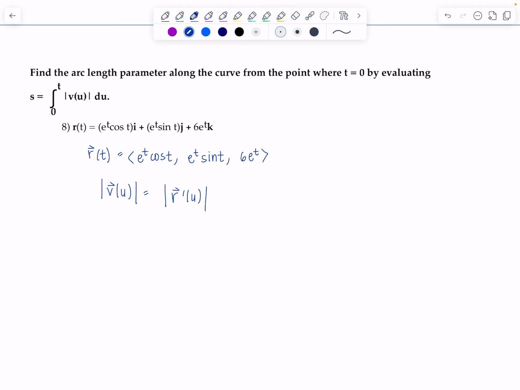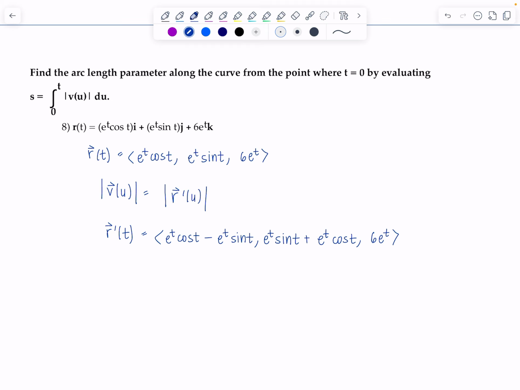So first let's find r prime, and then I'll change it to be a function of u when I put it in the integral. So we need to do product rule. It's going to be e to the t cosine t minus e to the t sine t. Next component, e to the t sine t plus e to the t cosine t, and then 6e to the t.